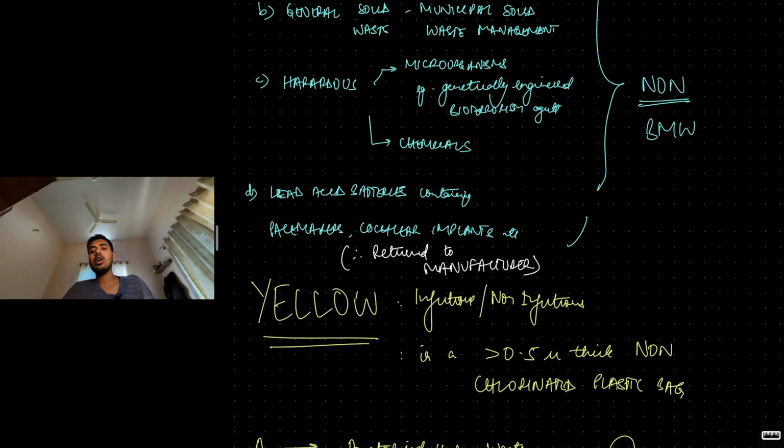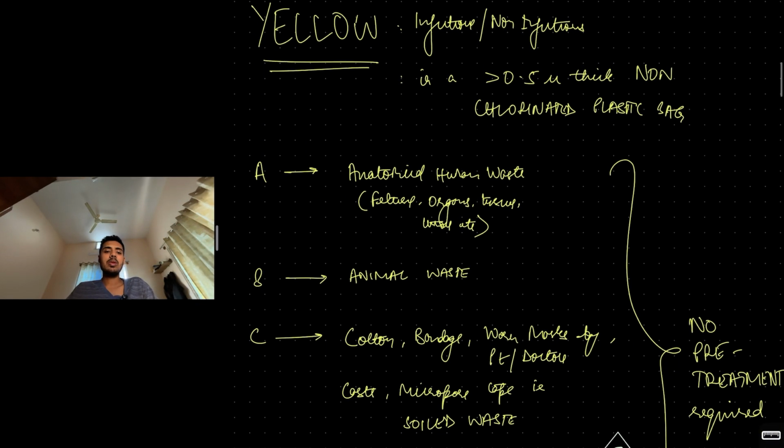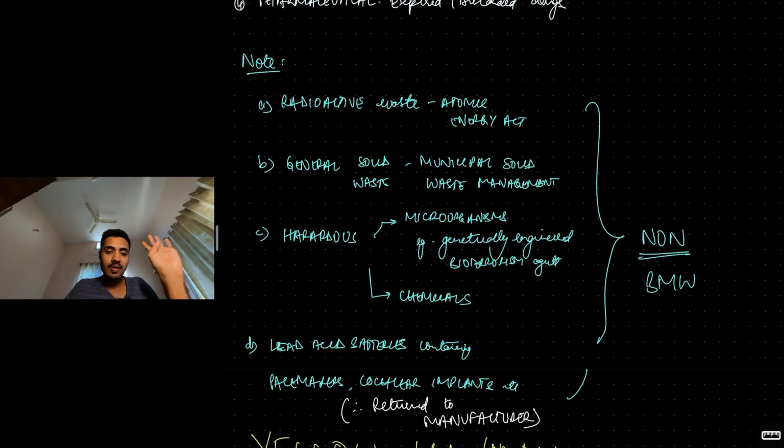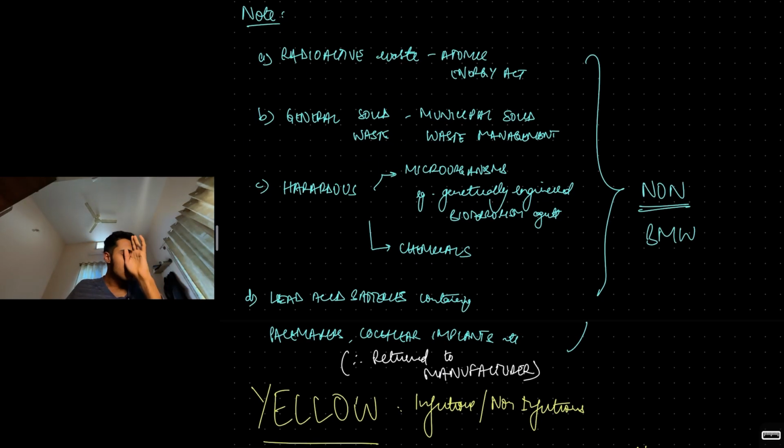Now, for biomedical waste, you can have four colored bins. You can have yellow, red, blue, and white. Black is for general solid waste, general waste. It does not come under biomedical waste. So remember, the black bin is not a part of biomedical waste.